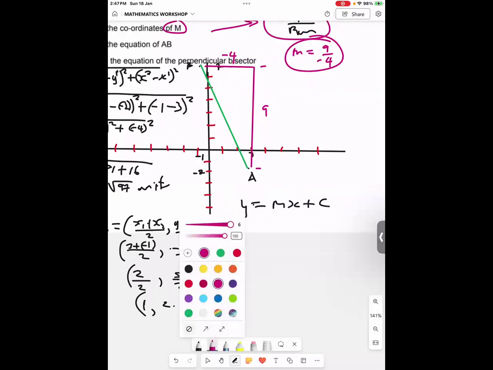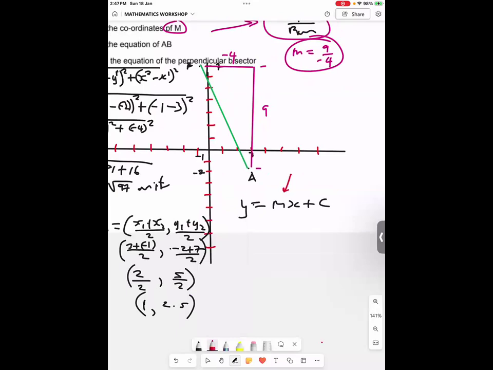Where m, that small m, is the gradient, which we already have right here, and c is the y-intercept, which would be the point where the line crosses the y-axis. Unfortunately, the graph that I've drawn on screen here isn't really accurate. If you have drawn the graph and it's accurate, then you should be able to just write down that the answer is going to be y equals negative 9 over 4.